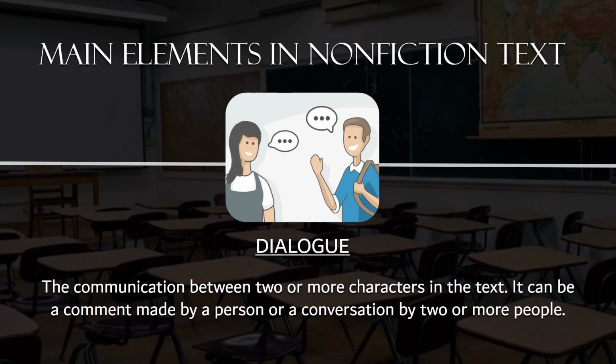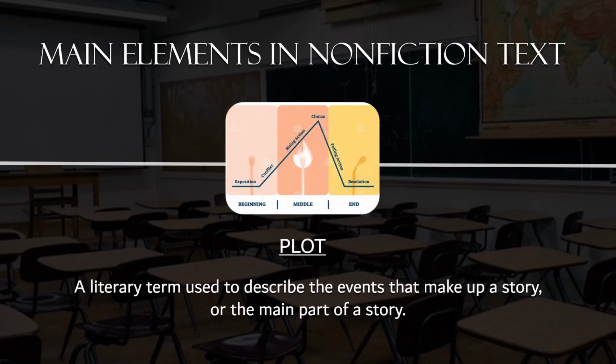Plot. It is a literary term used to describe the events that make up a story or the main part of a story. Non-fiction works like autobiographies, biographies, memoirs, and personal narratives follow a logical sequence of factual experiences. It has five sub-elements. In sequence, first is exposition, next is rising action, then climax, then falling action, to resolution.